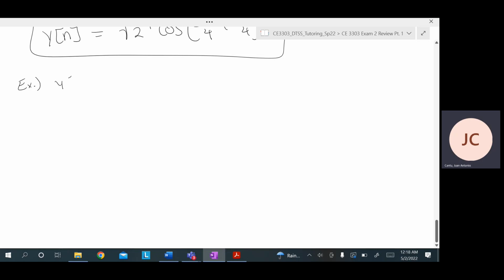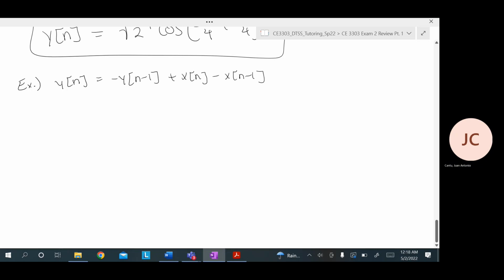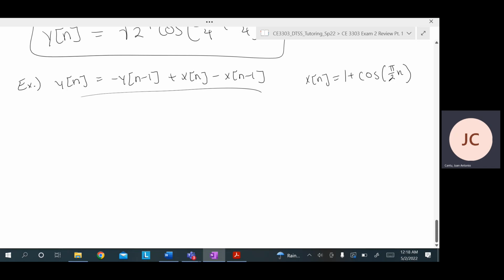Let's say we have y of n is equal to minus y of n minus 1 plus x of n minus x of n minus 1. Okay. So this is, remember, our system represented by a difference equation. The input signal we're given is x of n is equal to 1 plus cosine pi halves n. Okay? So remember, we're putting 1 plus cosine pi halves n into our system, which is represented by this difference equation, and we want to know what we get out.